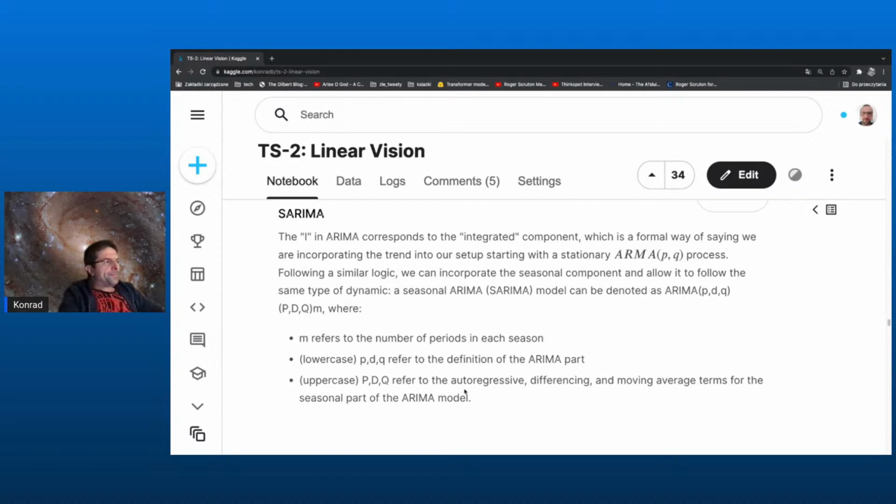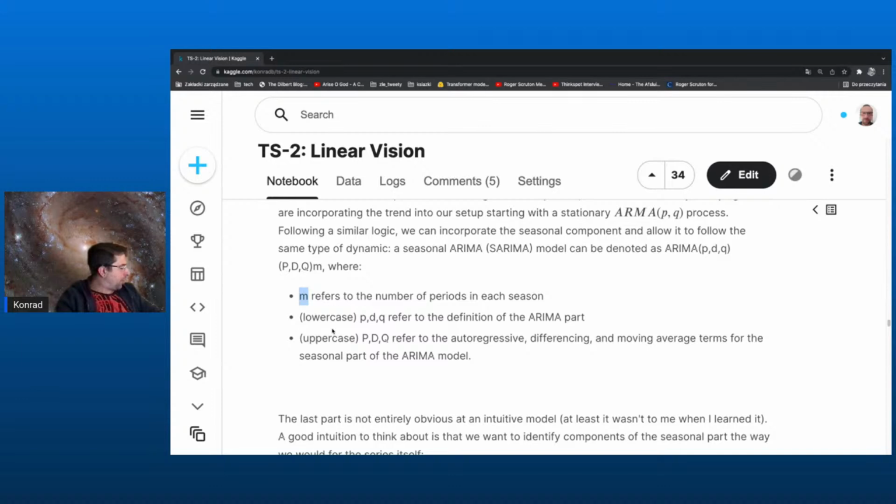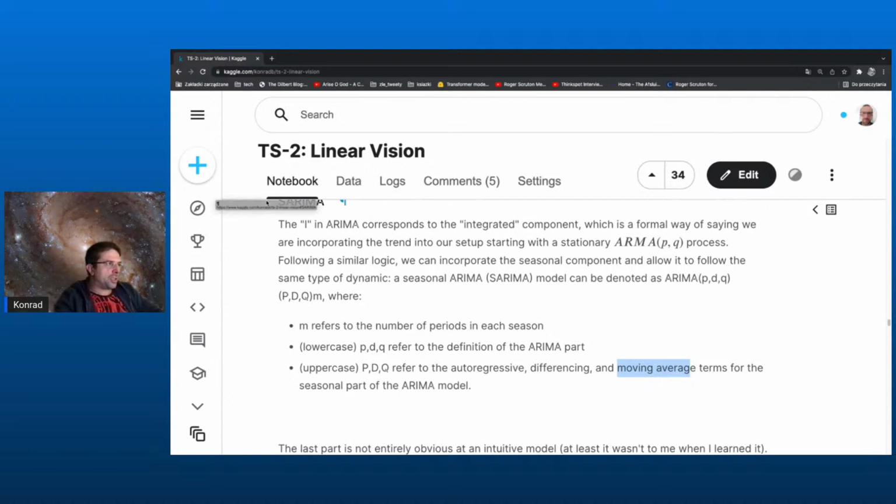Namely, we can set up a similar structure for seasonality as we did for the process itself. We can decide what the number of periods is: 12 months in a year if we are talking about annual, four quarters in a year if we are talking about quarters, etc. And then describe the autoregressive, difference and moving average parts for the seasonal component only. Essentially, we have the ARIMA part on the process itself, and then a second ARIMA on the seasonal component only. Combining those two together is what gives us seasonal ARIMA.